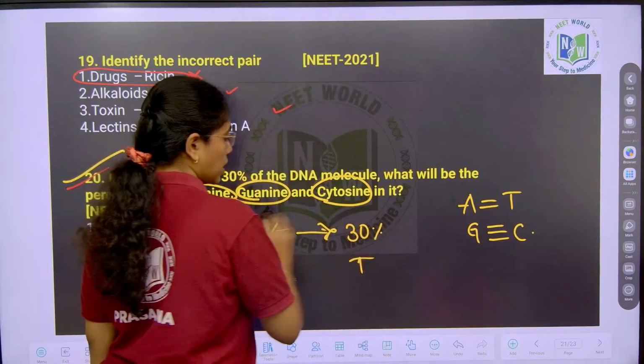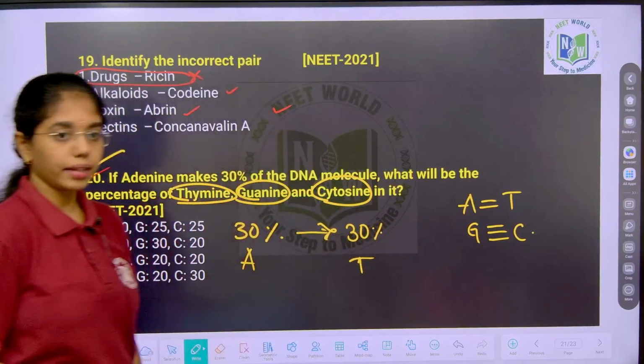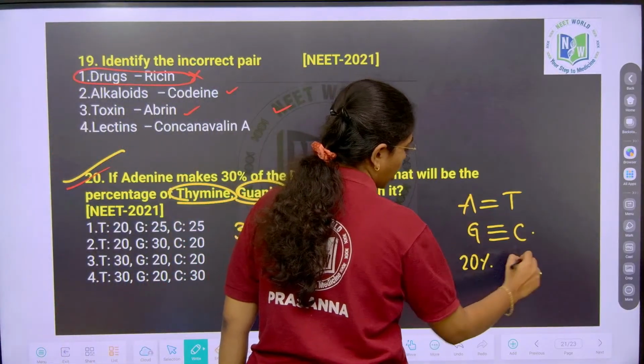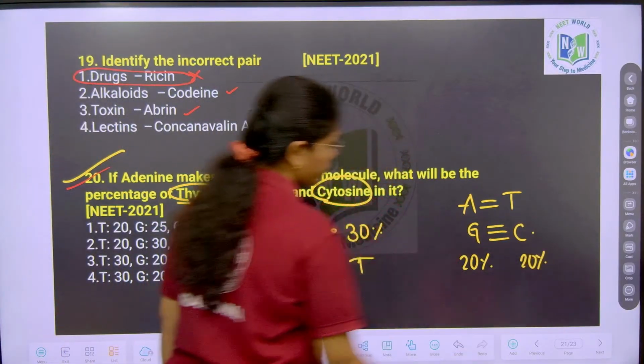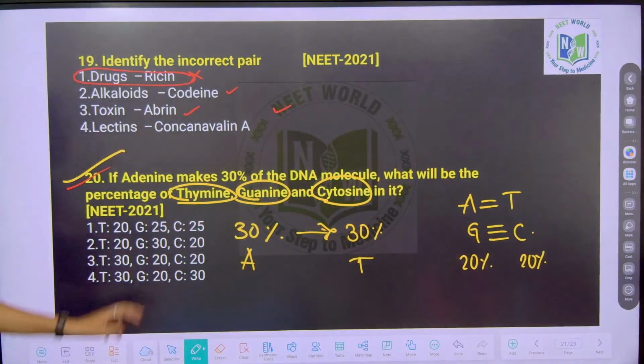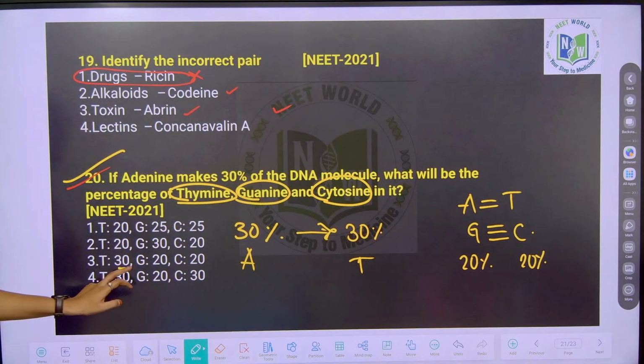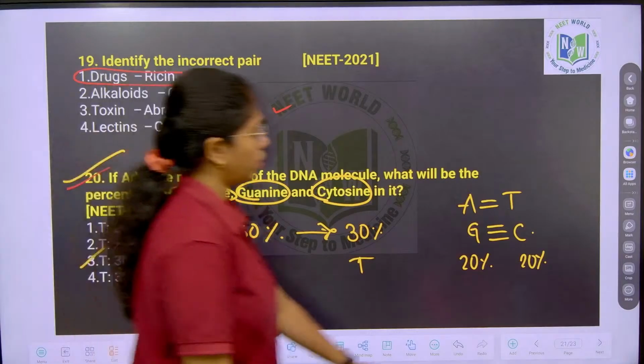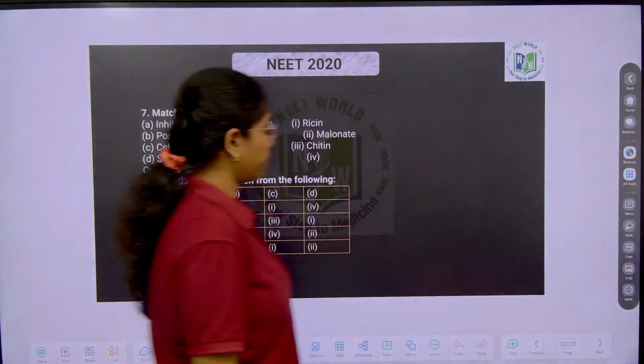Out of 100%, 60 is occupied here by adenine and thymine. The rest 40, 20% guanine and 20% cytosine. Got it? So, for thymine it is how much? 30%, guanine and cytosine 20%. Got it everybody? Next.